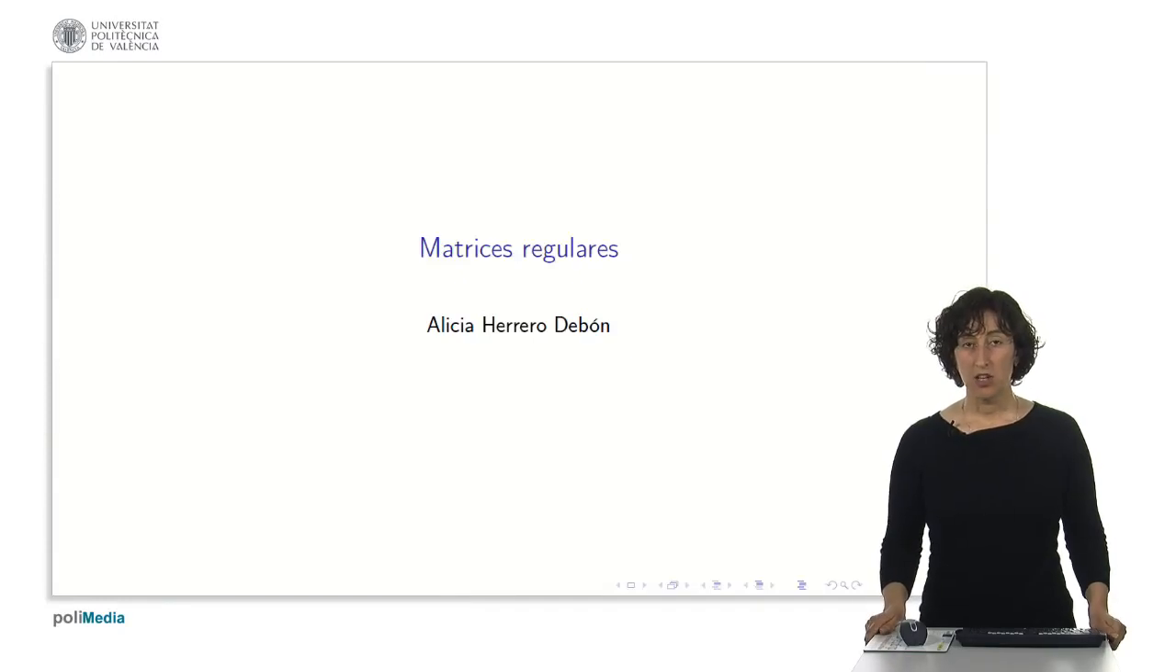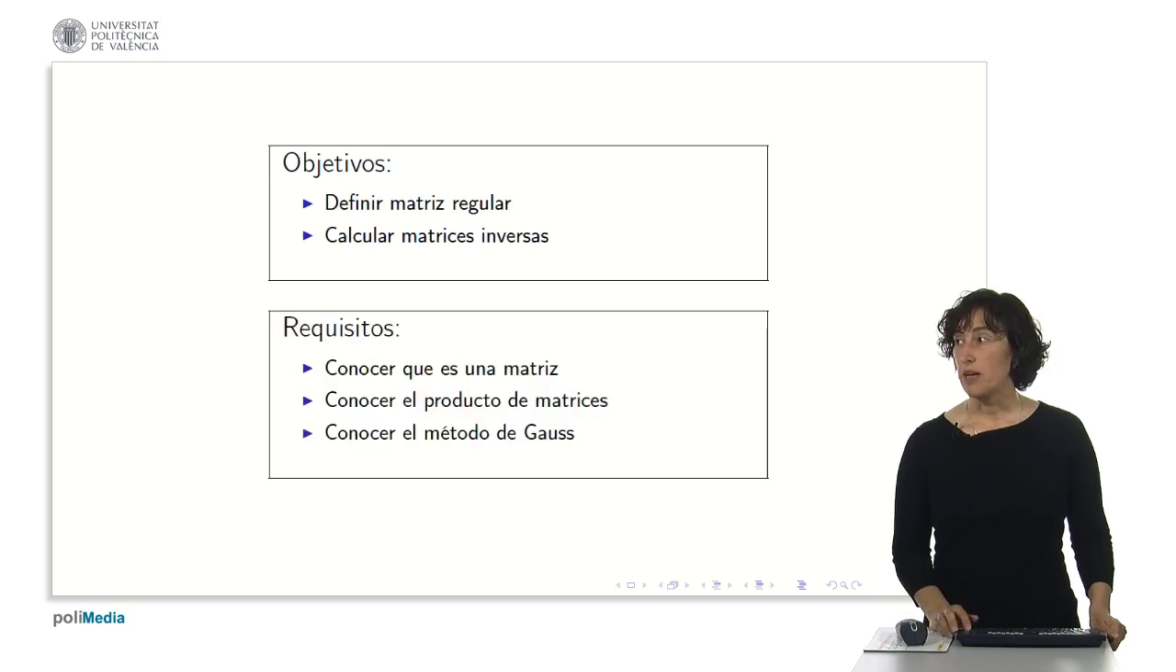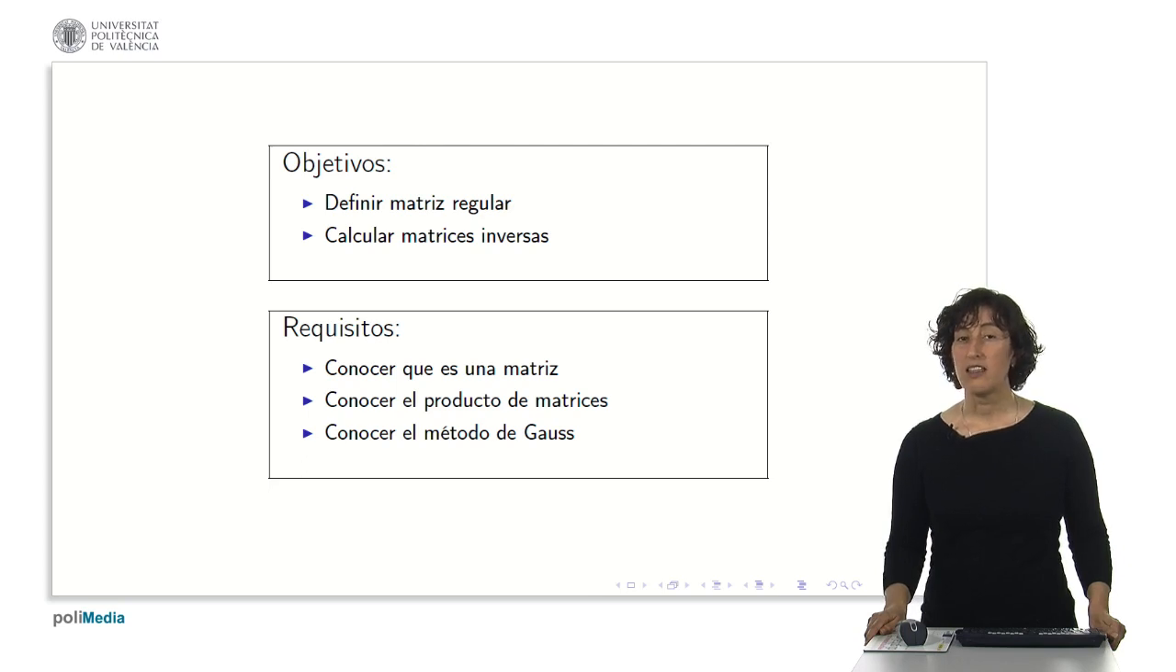In this lesson, we are going to talk about regular matrices. We are going to define what a regular square matrix is, and we are going to calculate inverse matrices. To do this, we have to remember what a square matrix is, a matrix that has the same number of rows as columns. We have to remember how the matrix product is made, and also how the Gauss method is applied, which we use to solve linear equation systems.